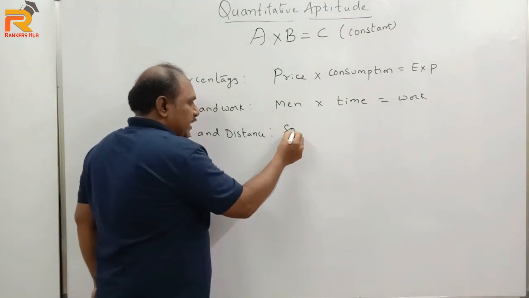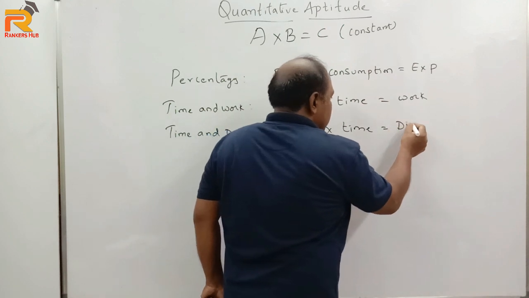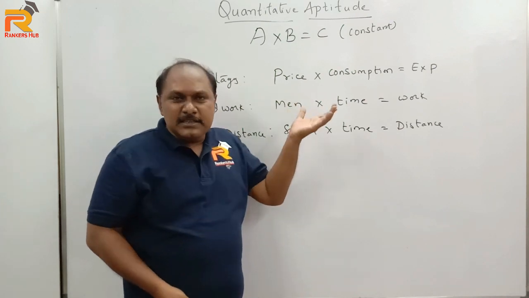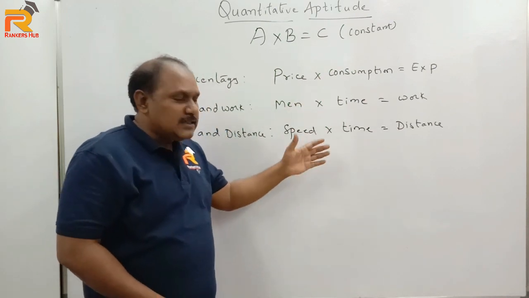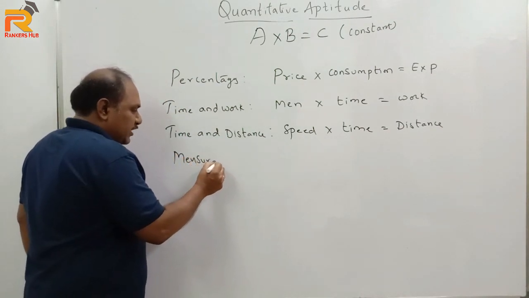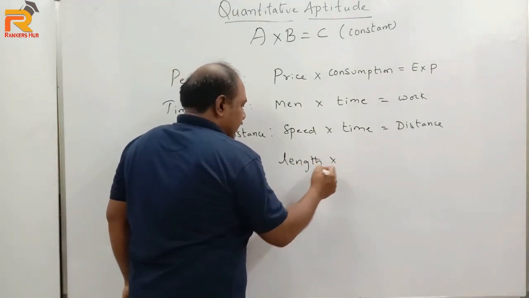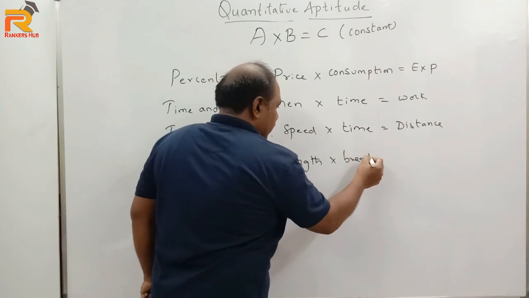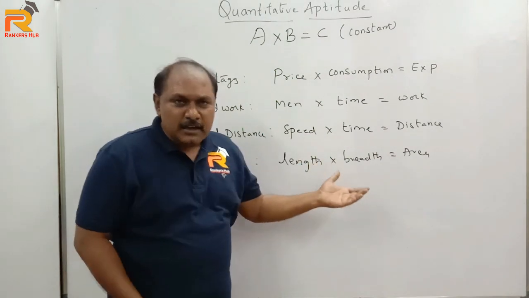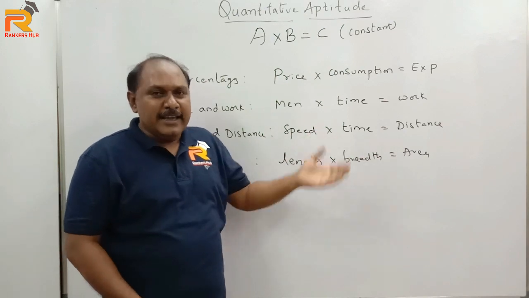where we talk about speed into time gives us distance. So when distance is constant, as speed increases, time will decrease. If speed decreases, time will increase. And in a chapter called mensuration, where we have problems on rectangle, length into breadth will give us area. So if area is constant, when length increases, breadth will decrease, or when length decreases, breadth will increase.